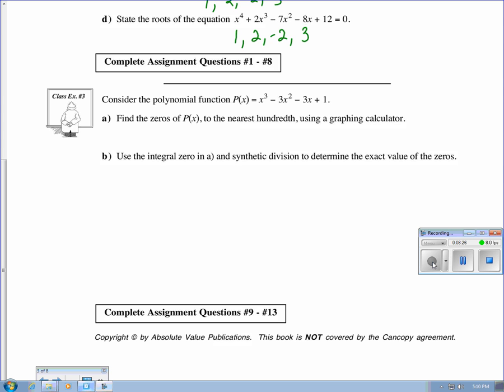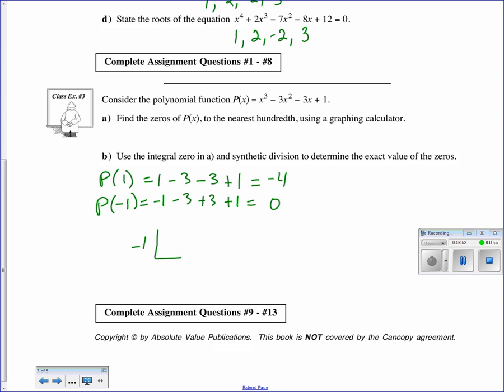So you've seen the cheating way, or the shortcut way, to finding the zeros. Now I'm going to try it in the method that we're supposed to, and that is by plugging in potential roots. Here I've identified that minus 1 is a root. I can synthetically divide minus 1 into my polynomial. So that's 1, minus 3, minus 3, 1.